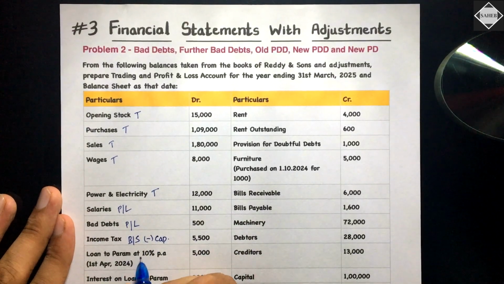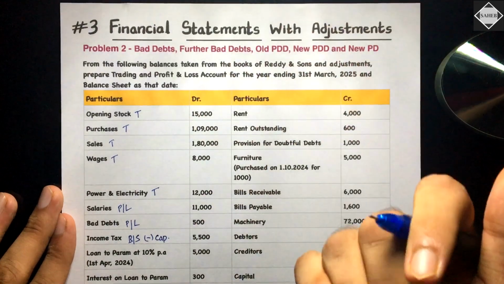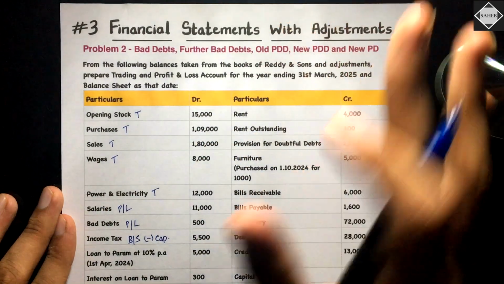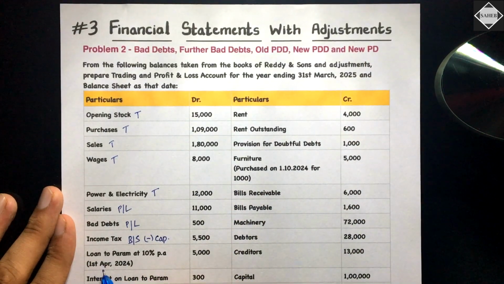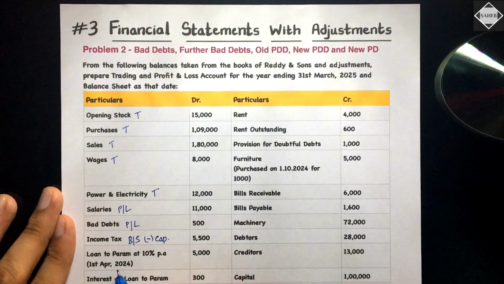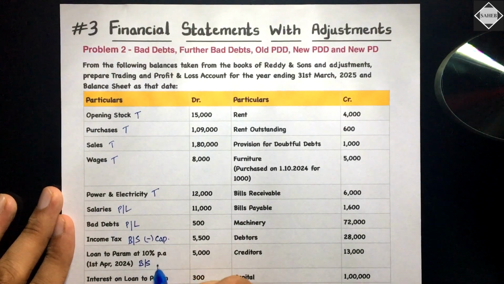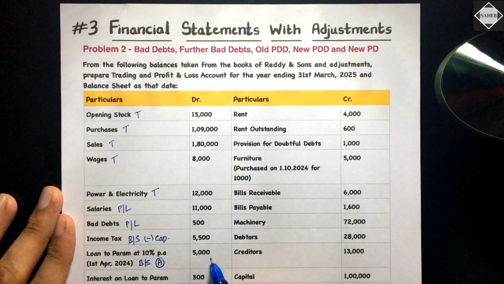Loan to Param at 10% per annum. Now tell me, what is this? Have we taken a loan? No. Loan to Param. We have given the loan. The wordings you have to read properly. And here they have also given a date on which we have given the loan. So what is this? This is like an investment. It will go in balance sheet. It is an asset. We have given a loan of 5,000.